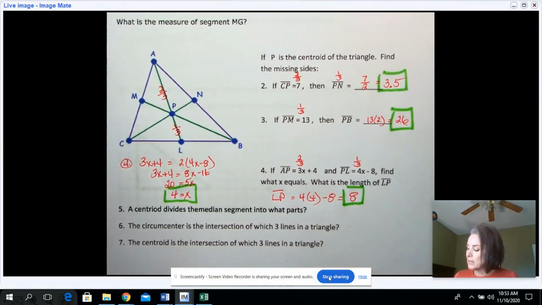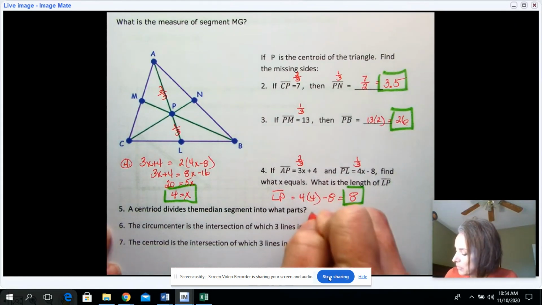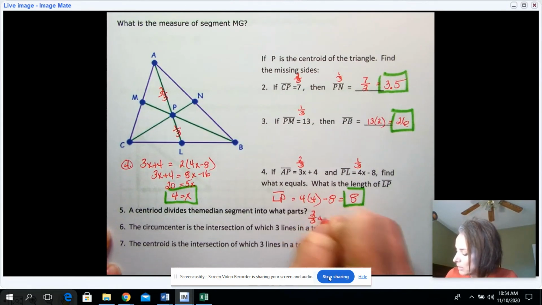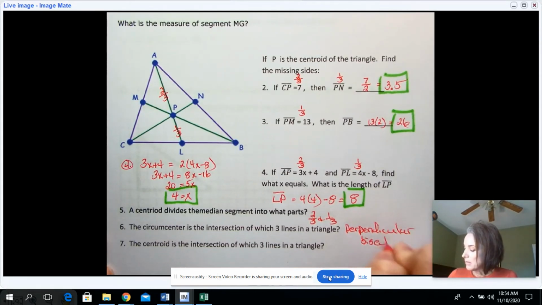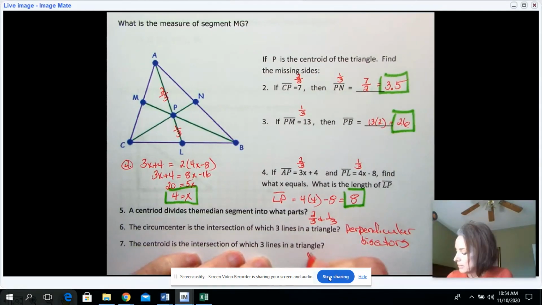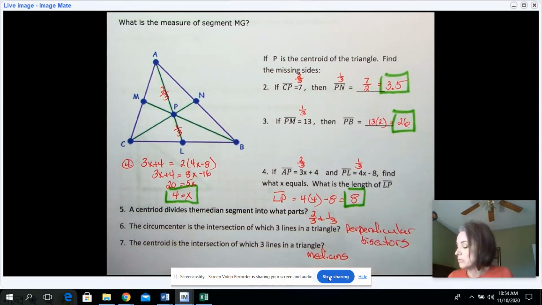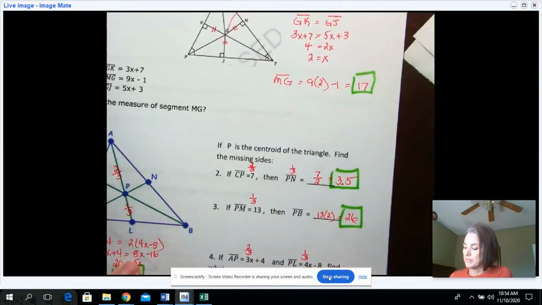The centroid divides the median segment into what parts? And again, it's the same answer as before. It would be 2/3 and 1/3. The circumcenter is the intersection of the perpendicular bisectors. And then the centroid is the intersection of the medians. So yes, you've had these same questions, but you need to make sure that you know them. All right, next page.